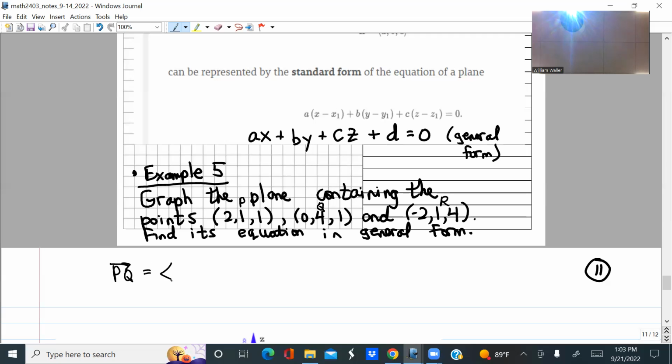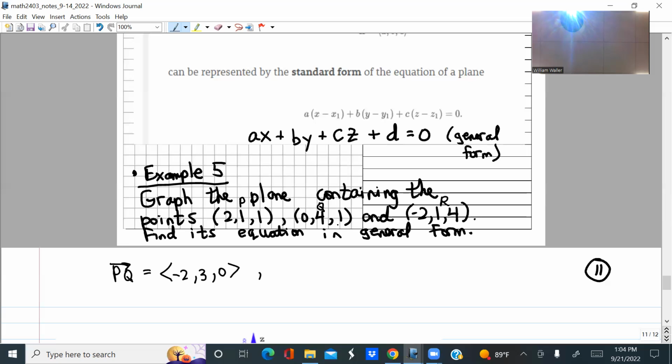All right, the vector from P to Q. Well, that's so easy to do, right? So that's now trivial for us. What is that? -2, 3, 0? Is that right? Did I do that right? 0 minus 2, 4 minus 1, 1 minus 1.